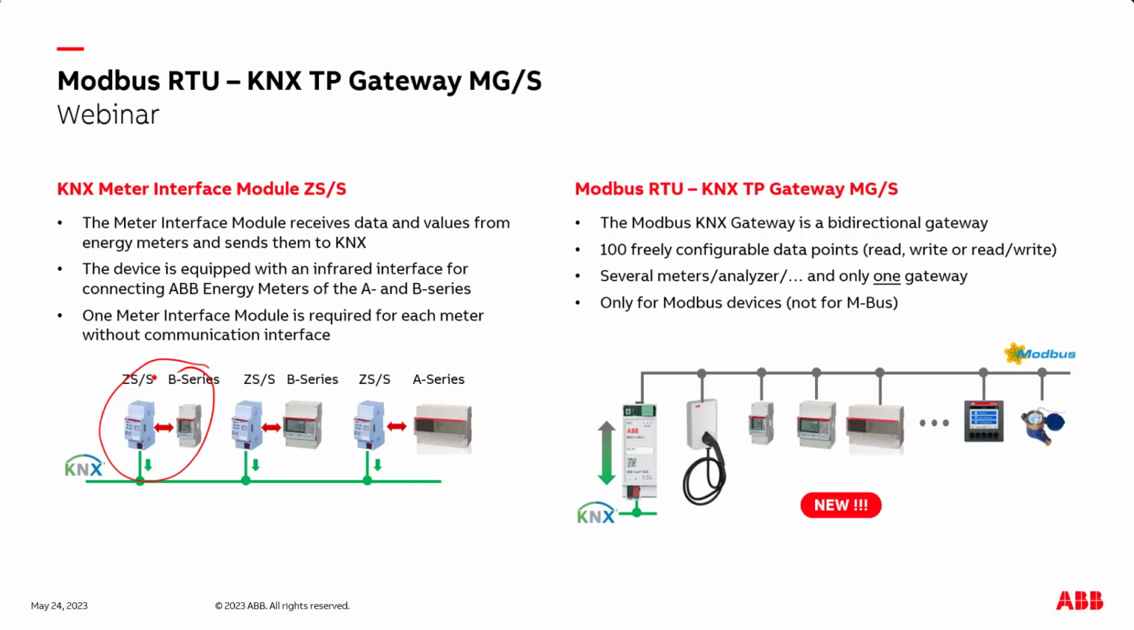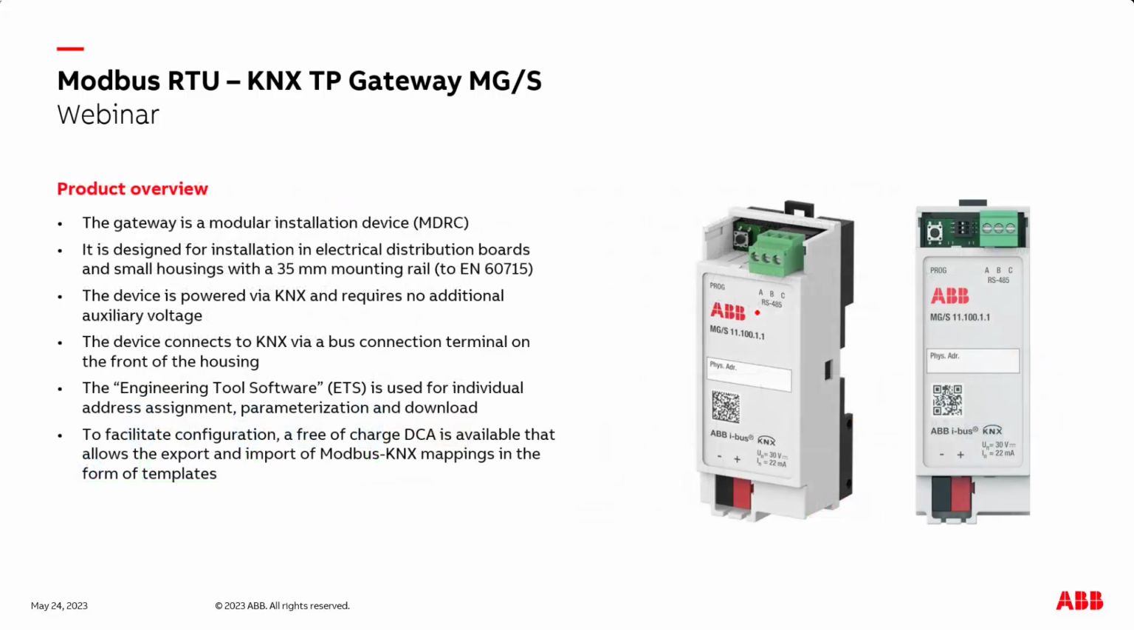On the right side, you can see the new solution with our Modbus KNX Gateway MGS. It is a bidirectional gateway which works in both directions, and we have 100 freely configurable data points. So we can write, read, or read-write. With this one we can connect several meters, analyzers or other Modbus devices, and we need only one gateway. But this device works only for Modbus RTU devices, not for M-bus or other systems. So at the moment we have two solutions: our still existing meter interface ZSS, and on the right side our new one with the Modbus RTU gateway.